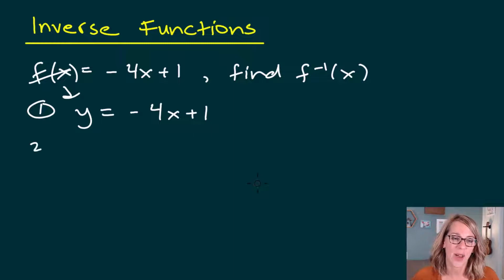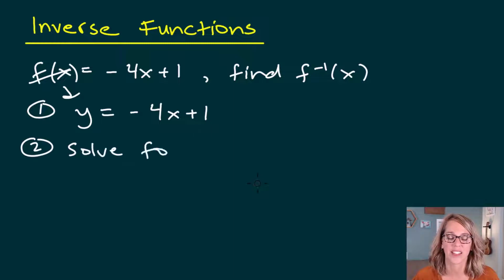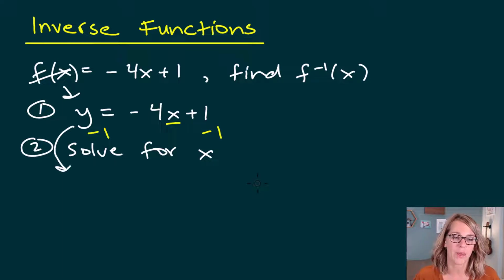The second step is to solve for x. So we're going to solve for x next, which means we really want to isolate where that x is. It lives right here, so I want to start by subtracting a 1 from both sides. So as we're solving, we end up with y minus 1 is equal to negative 4x.